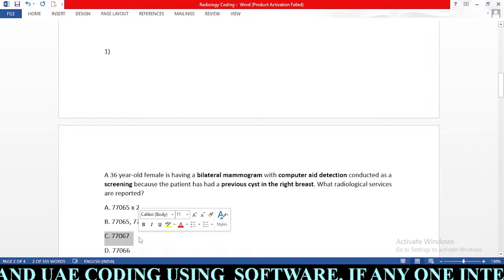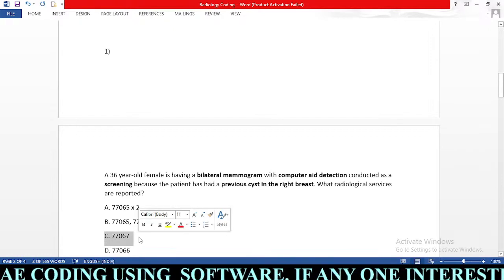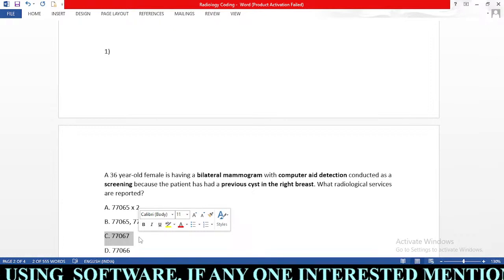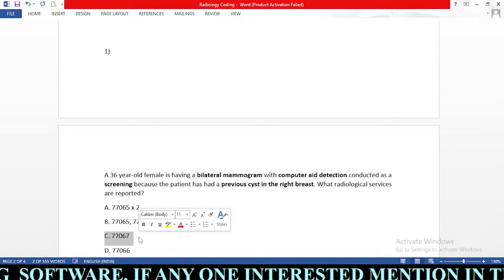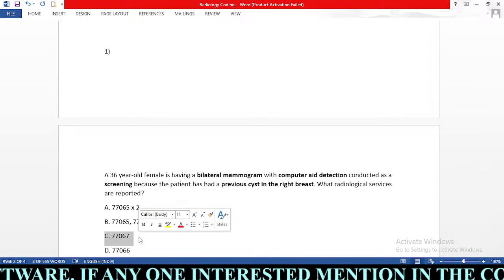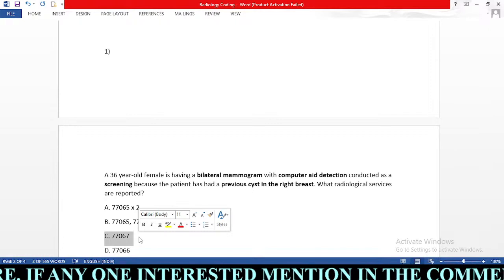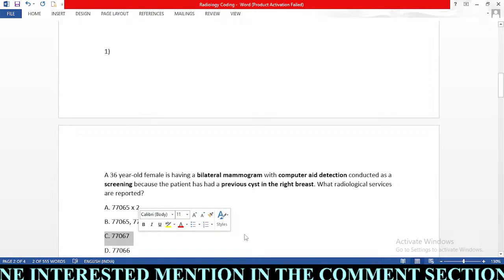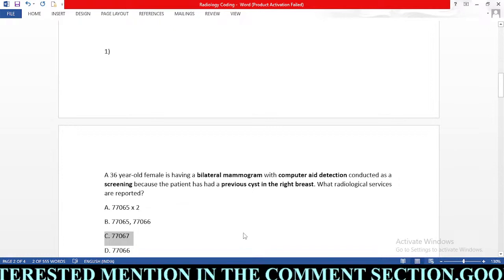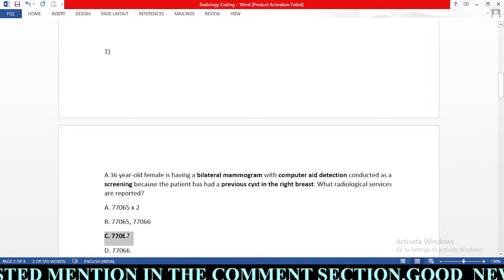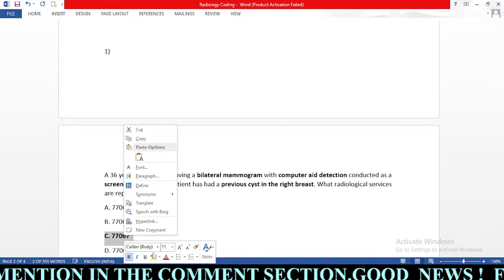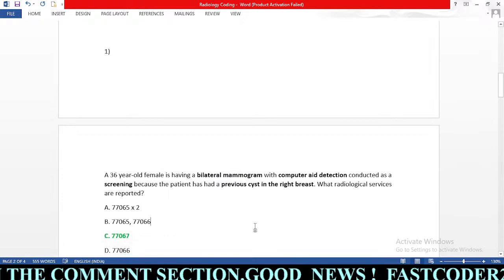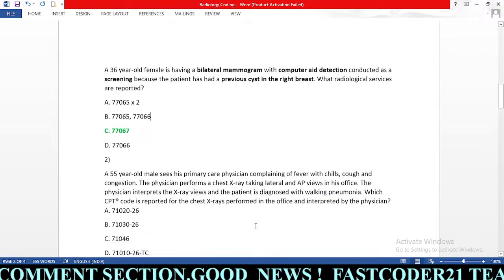So here our code is 77067. If you see the description of 67: screening mammography, bilateral, two-view study of each breast, including computer-aided detection. Because of this rationale, our answer is 77067. I hope you guys got this answer, but anyway, no worries. Most of the guys wrote the correct answer. No need to worry. So try for this one.